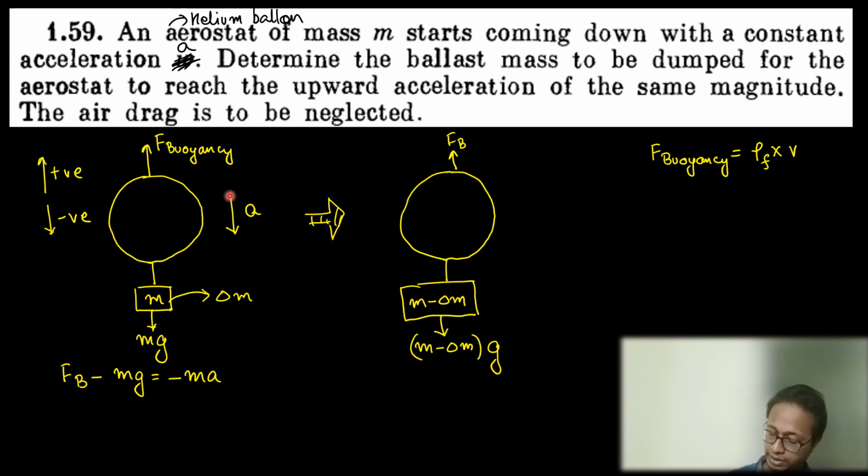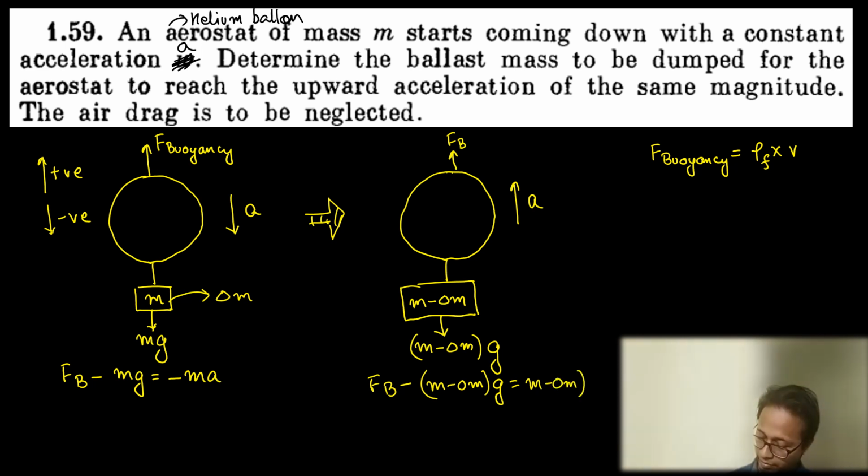So the acceleration will change. And the question is saying the acceleration changed in such a way that the balloon started moving upward with the same magnitude of acceleration. Find the value of delta m. So what is the equation here? Fb minus (m minus delta m) g is equal to (m minus delta m) into a. Why positive? Because upward is positive, downward is negative. So Fb is positive, (m minus delta m) g is negative. This is our equation 1. This is our equation 2.